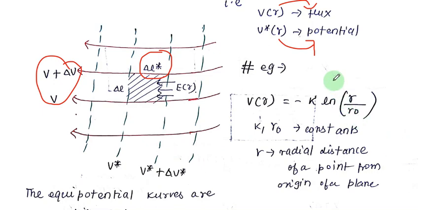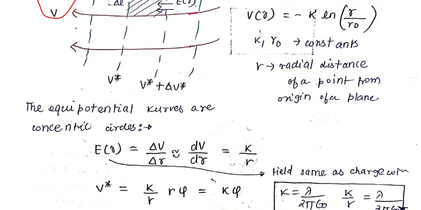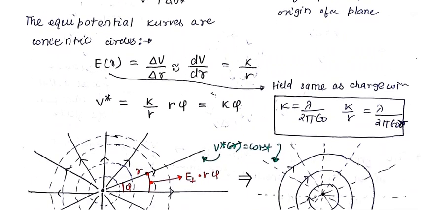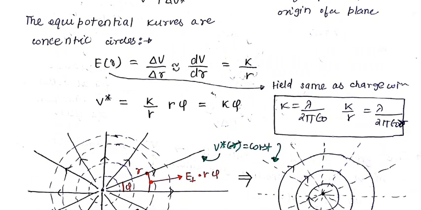Let us take an example in which V(R) is minus k ln(r upon r naught), where r is the radial distance. Now if I draw the equipotential curves, they are concentric circles.